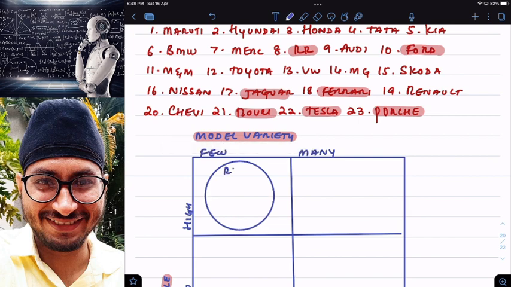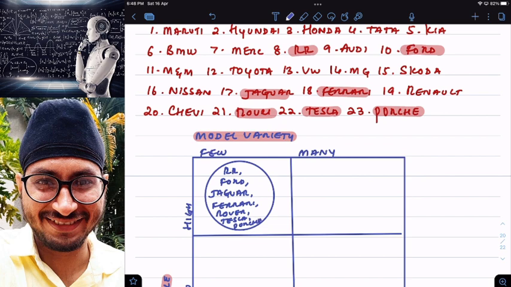First is RR, that is Rolls Royce, then Ford, then Jaguar, then Ferrari, then Rover, then Tesla, and then we have Porsche.